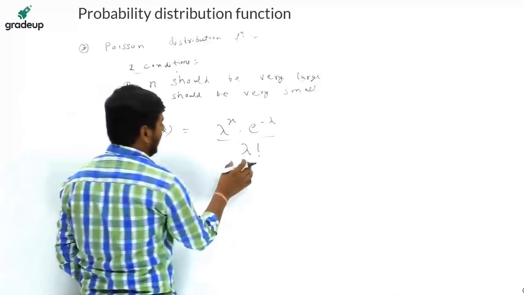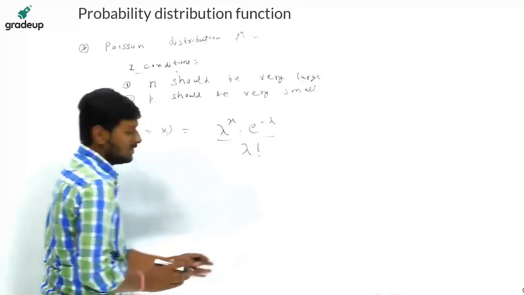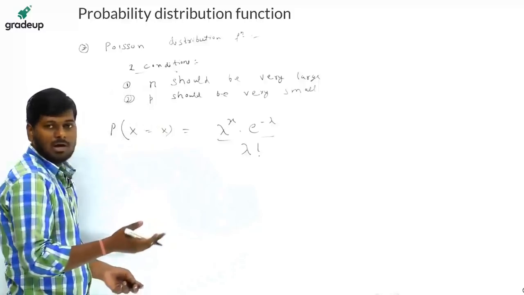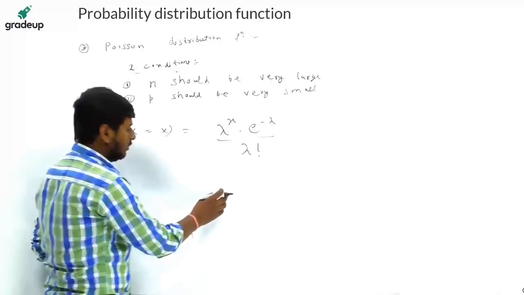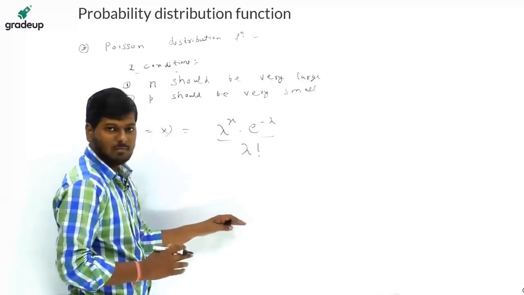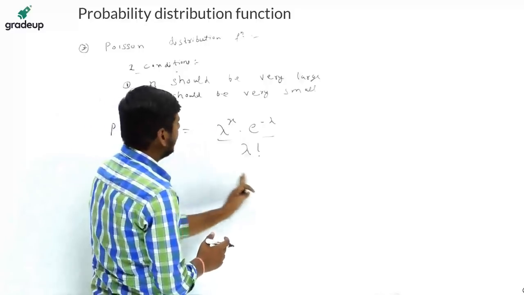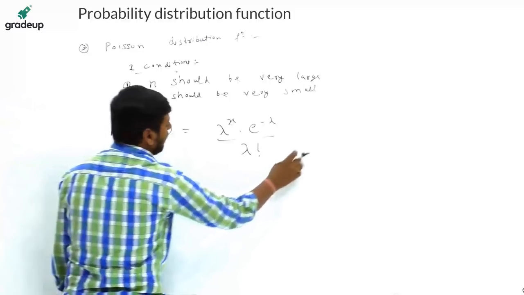How did we get this formula? I told you the formula for the binomial distribution function, that is nCx into p to the power x into q to the power n minus x. If we apply that formula for very large n and very small p, then we get this formula.